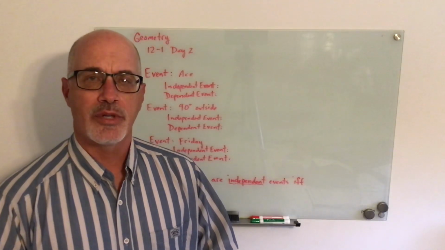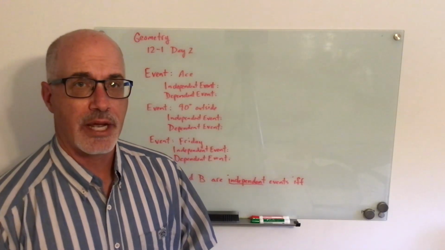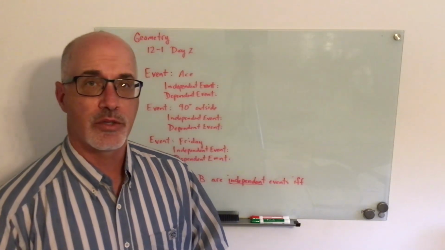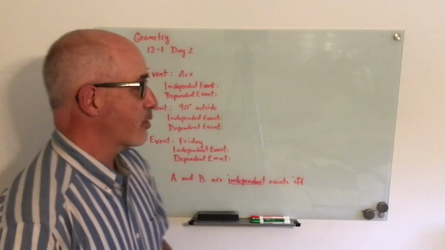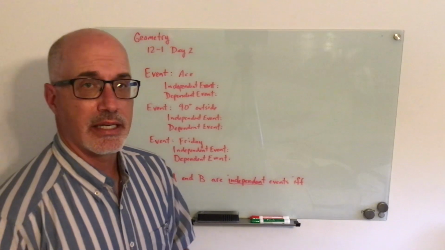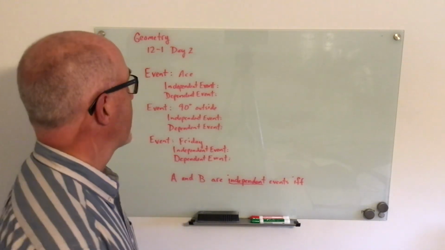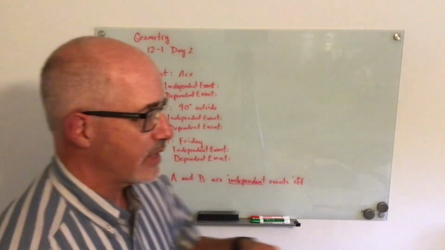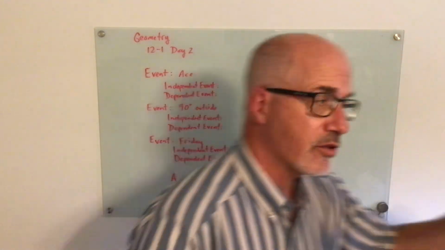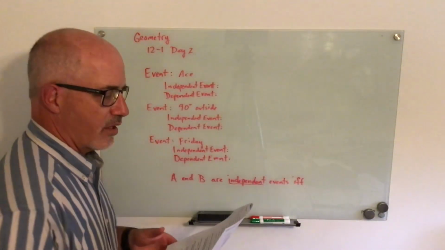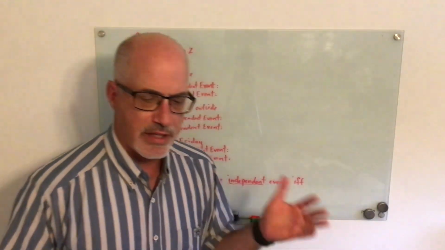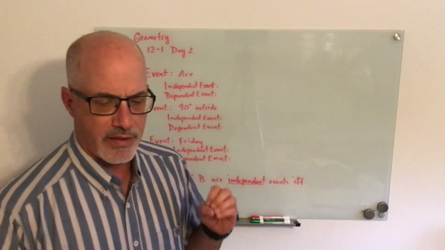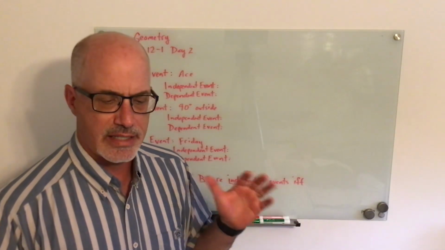This is a geometry lesson for day 2 of topic 12, section 1. When we look at this, we're going to talk about independent and dependent events. So first of all, as you see on your note page, there are 3 different events listed at the top. Given the following event, determine an event that is independent and an event that is dependent.